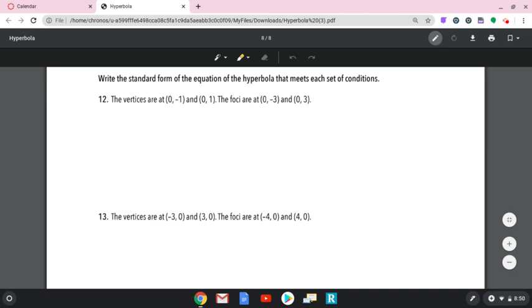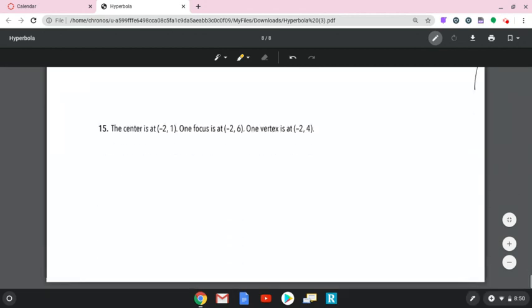Hello, CP Pre-Calc. Today is our last day working with hyperbolas. So we're still with our hyperbola packet. If you can turn to your hyperbola packet, we're going to take a look at the last page, which has 12, 13, 14, and 15 on it.